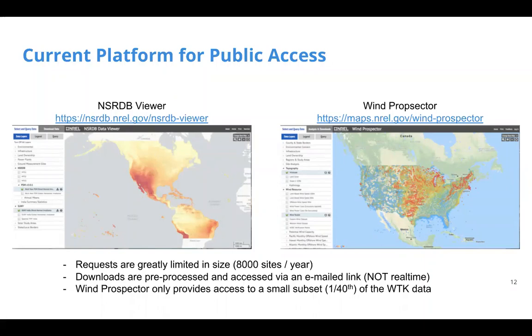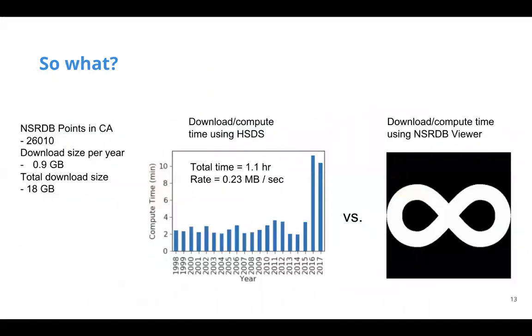And this is where OEDI comes in the cloud. By migrating the data to the cloud, we can make all of it available. So all 32 terabytes of the NSRDB, and we're making 50 terabytes of the Wind Toolkit available: hourly data for all years, all locations, all variables in the cloud. And this means that you can get real-time access and you can download much, much more data.